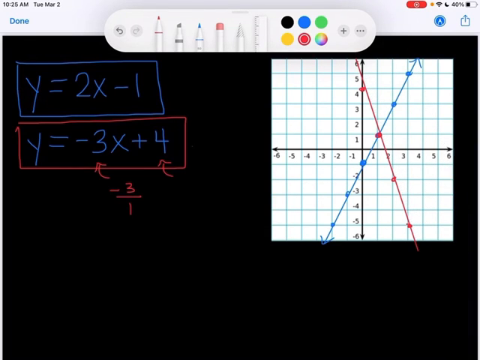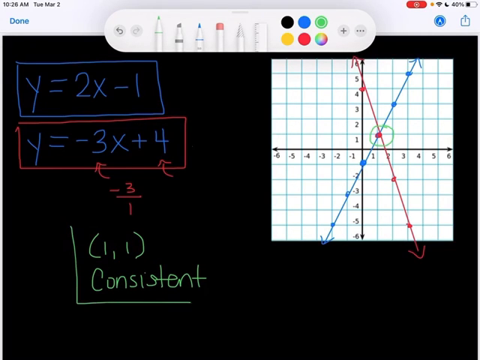And what we're trying to do here is solve the system. And remember, when you're solving a system, you want to know where these two cross. Well, they cross here at the ordered pair (1, 1). And since they do cross, this is a consistent system.